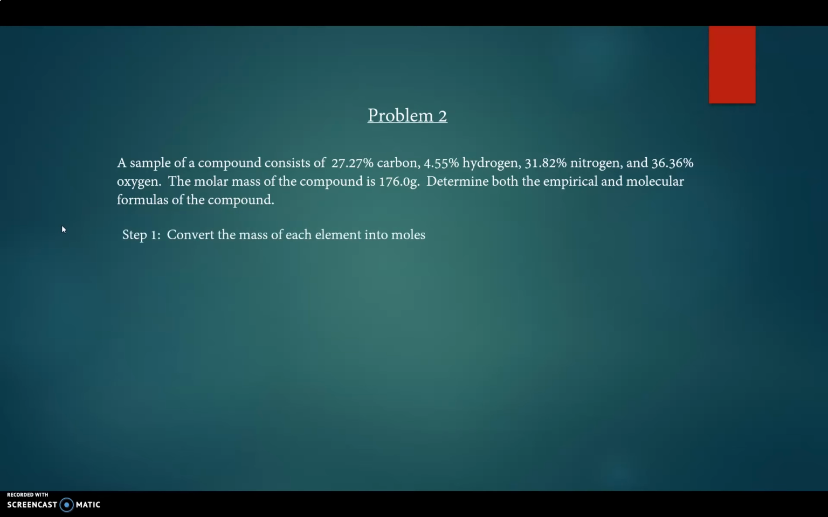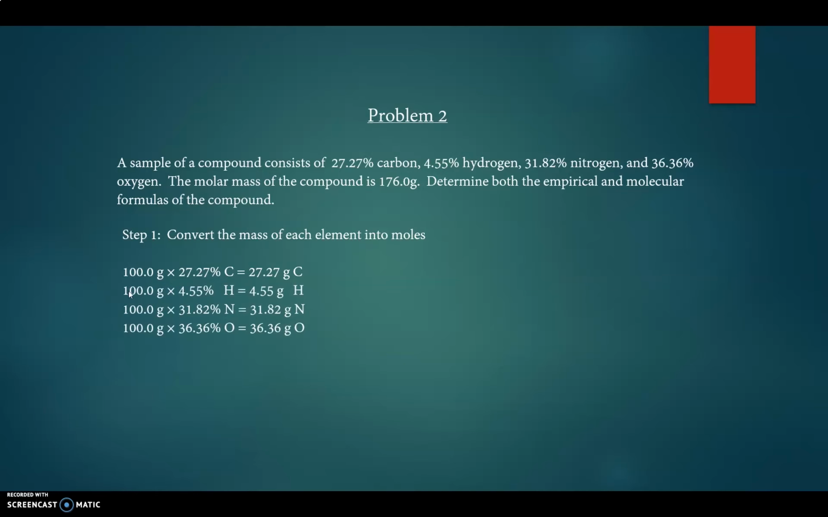100 grams. So to get the masses to do this first step, we're going to assume that we have 100 grams of the compound, since we can assume any amount. And of course, 27.27% of 100 grams is 27.27. Very simple. Same is true with the hydrogen, the nitrogen, and oxygen. Whatever the three percentages are, the grams is the same.